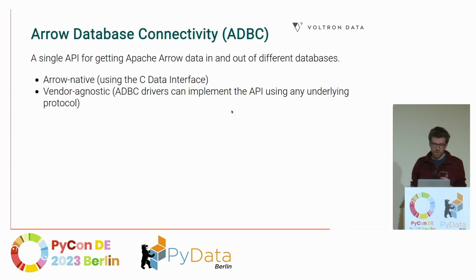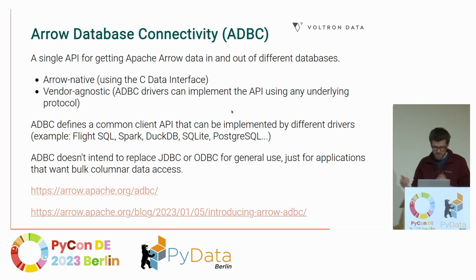So the goal of ADBC is to have a single API to get Arrow data in and out of databases. So that's Arrow native. It's also using the C data interface to not be specific to a certain implementation of Arrow. It's vendor agnostic, or database agnostic. And so it defines a common client API interface, for which you can have drivers for various databases. It's focused not necessarily on replacing those existing interfaces, but on cases where you want columnar data access.